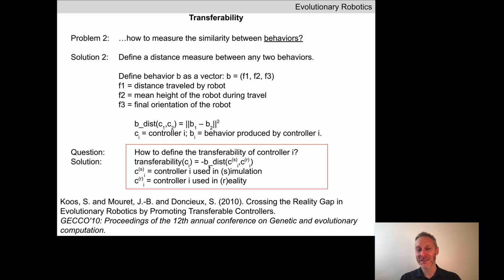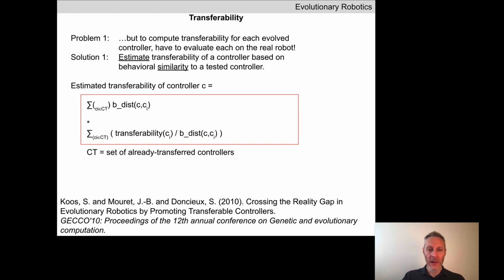So transferability is in essence the inverse or the opposite of behavioral distance between what a controller produces in simulation and reality. So we could have taken 1 over. In this case, they just put a negative sign here. So maximum transferability means the controller produces identical behavior in simulation and reality, which means we're going to have identical behavioral vectors here. So the Euclidean distance is going to be 0. So negative 0 is 0. So the highest maximum transferability is 0. And the more these two behaviors diverge, the more negative the transferability metric becomes. So higher values of this are better.